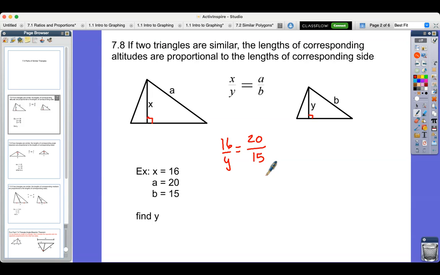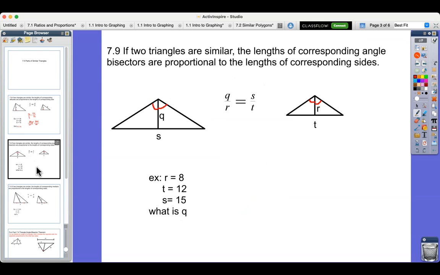So 16 times 15 is 240, and 20 times Y is 20Y. So 20Y equals 240. Then we divide by 20. Y equals what, y'all? 12. Exactly. For all three of these we're about to do, always remember: inside part to inside part, and then outside to outside.